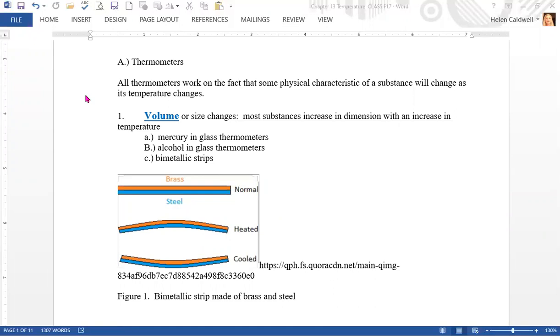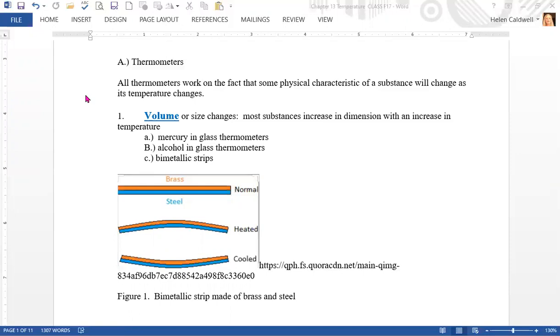The old-fashioned thermometers that we're used to use volume or size changes. So those are the mercury and glass thermometers of my childhood, or alcohol in glass thermometers that you might see on the side of a barn someplace, or even bimetallic strips that are a part of your life, you just may not be aware of it.